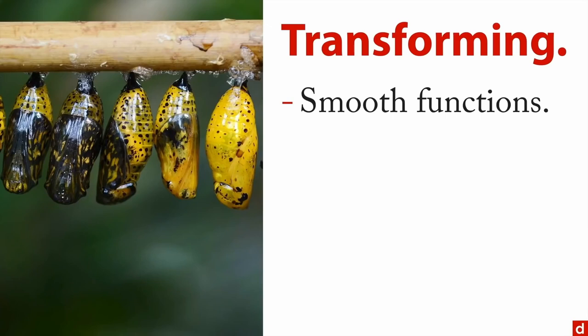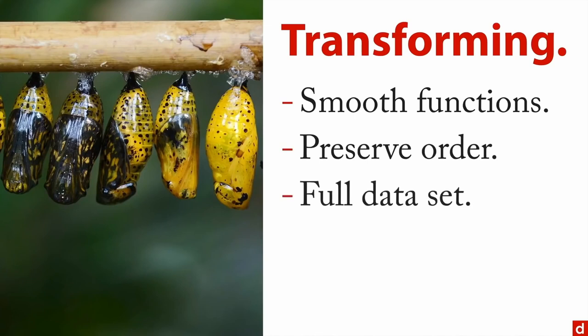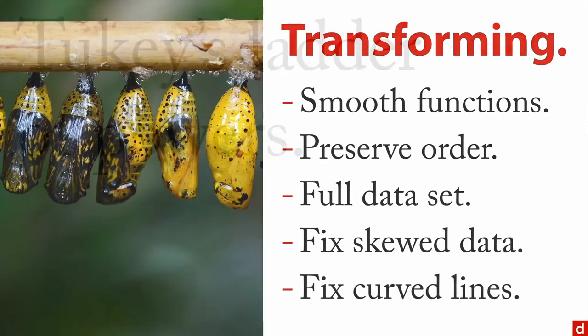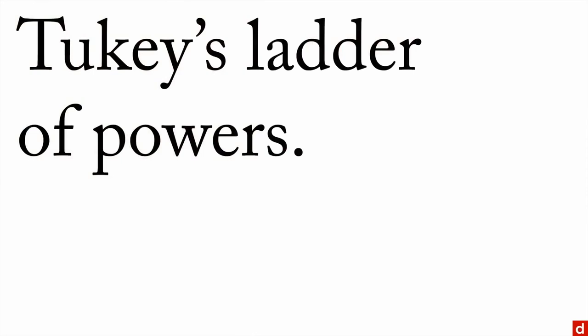There's no jumps in it, and it preserves the order and allows you to work on the full data set. So you can fix skewed data, and in a scatter plot, you might have a curved line. You can fix that. And probably the best way to look at this is with something called Tukey's ladder of powers. I mentioned before John Tukey, the father of exploratory data analysis.